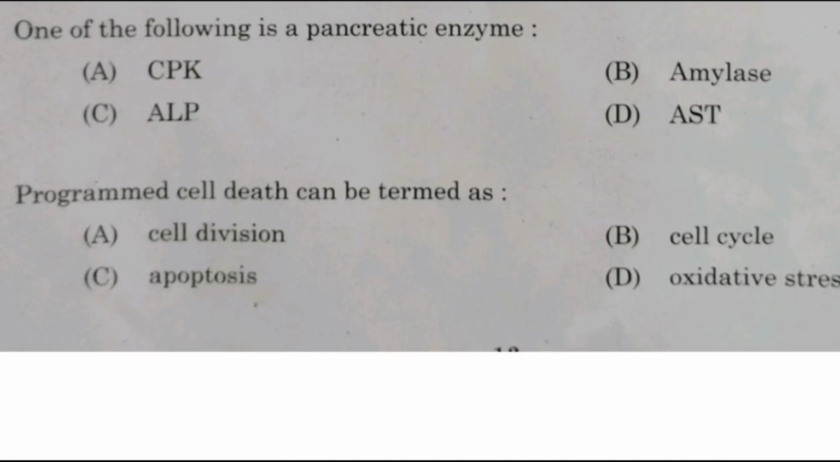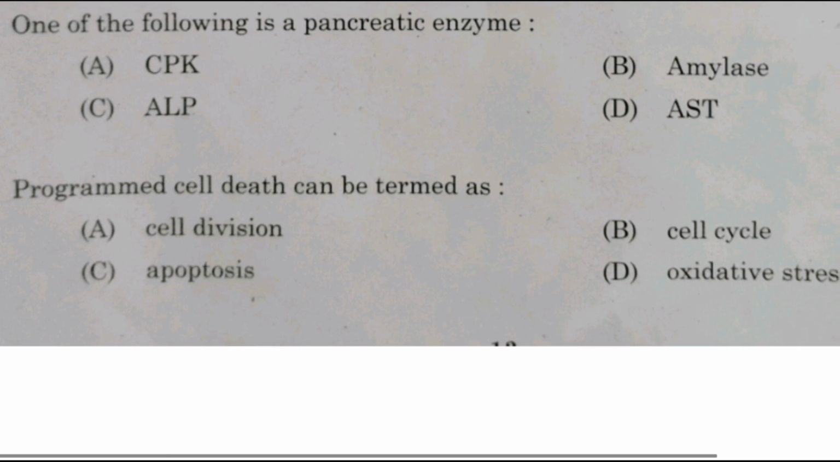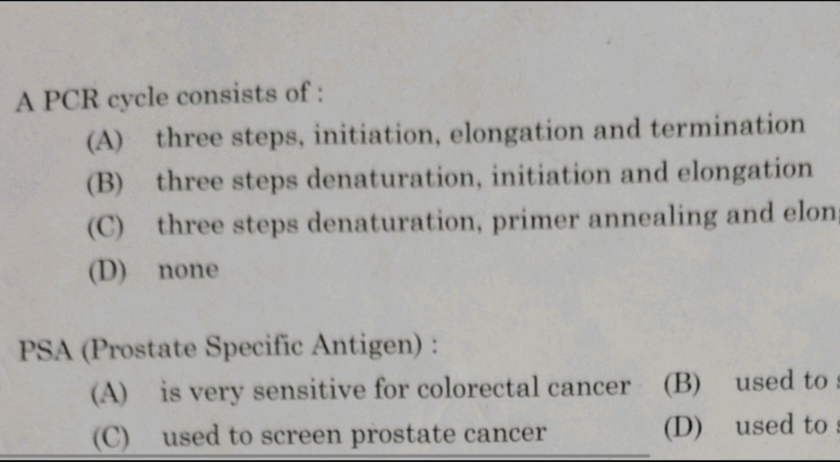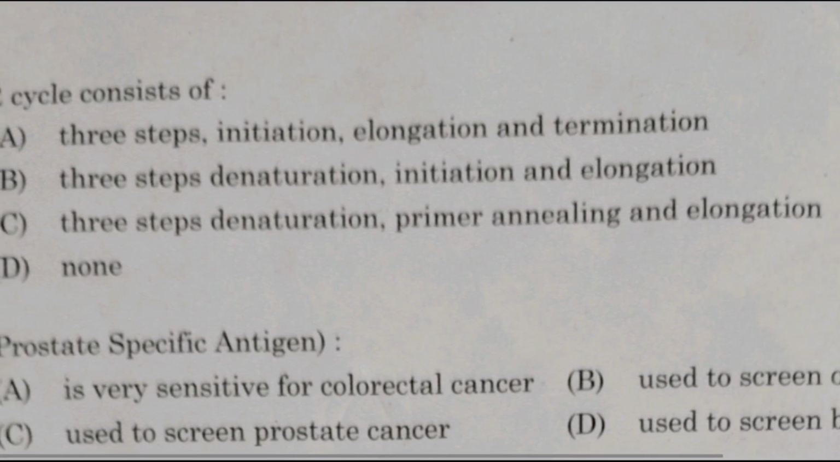One of the following is a pancreatic enzyme. The right answer is option B, amylase. Next question, programmed cell death can be termed as. The right answer is option C, apoptosis. Next question, a PCR cycle consists of. The right answer is option C, 3 steps: denaturation, primer annealing and elongation.